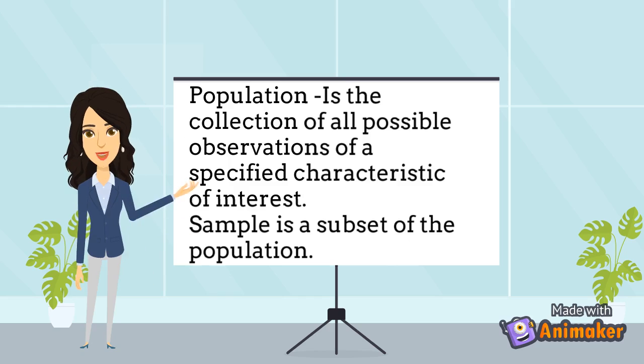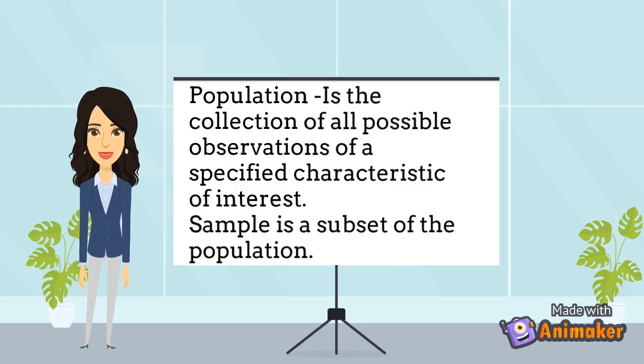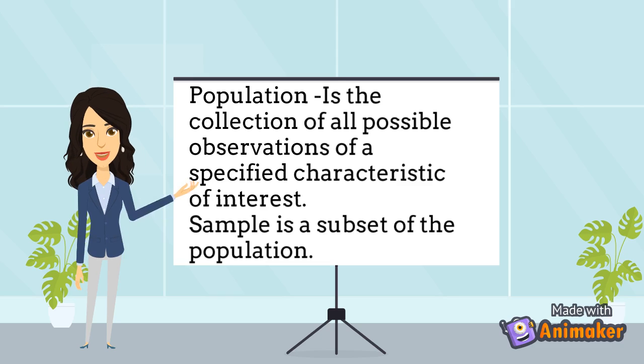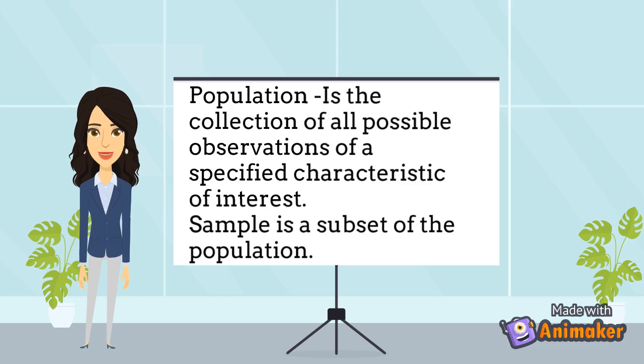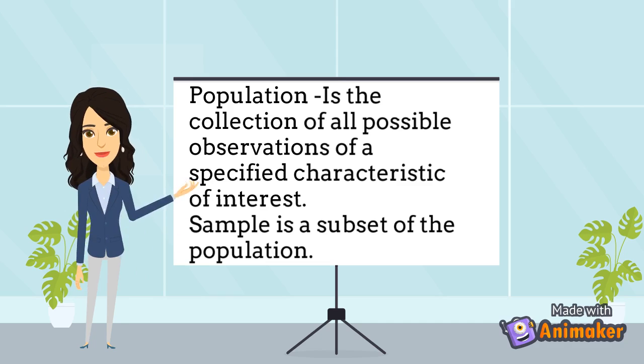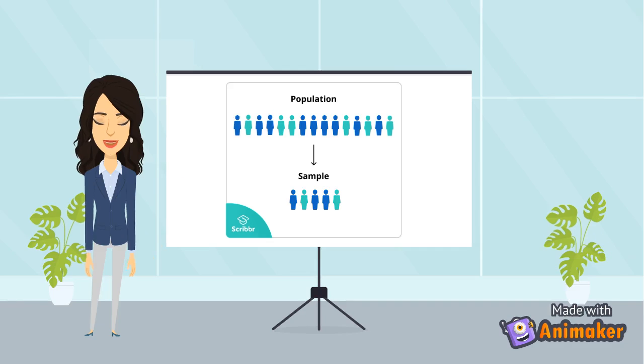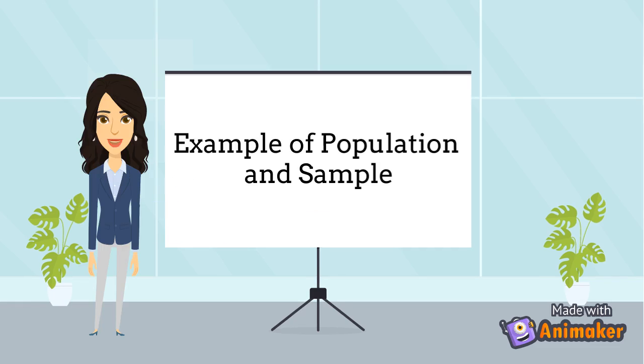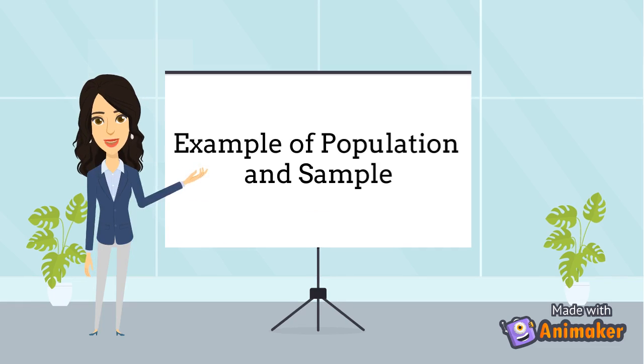Population is the collection of all possible observations of a specified characteristic of interest. Sample is a subset of the population. The example of population and sample. As you can see, the population is the entire group that you want to draw conclusions about, while the sample is the specific group from which you will collect data. Example of population and sample.